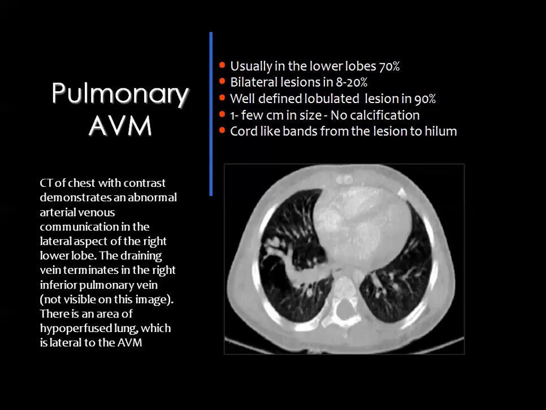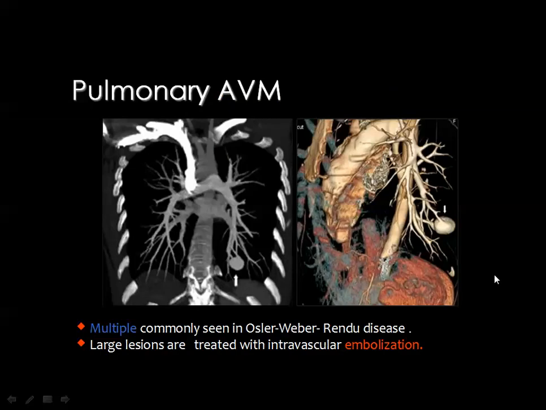The next nodule seen in the pediatric age group and also in adults is the pulmonary arteriovenous malformation. The arteriovenous malformation is a nodule which is connected to the hilum by two cord-like structures, and these two cords represent the arterial supply and the venous drainage of the vascular malformation. The usual size of the vascular malformation is in the range of 1 to a few centimeters, and it does not contain calcium. The presence of a vascular pedicle is very important for the diagnosis of pulmonary arteriovenous malformation.